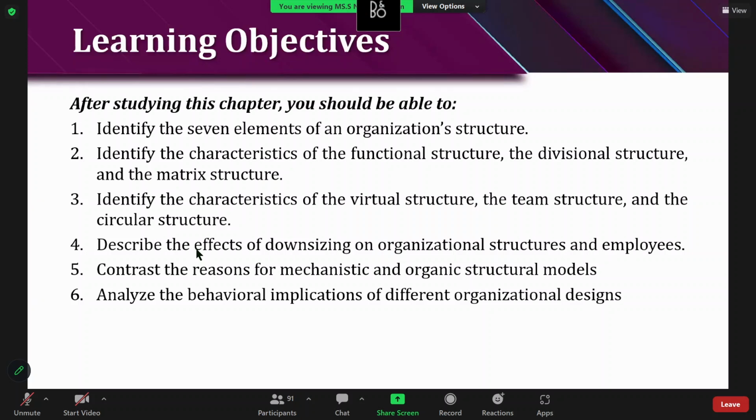Then identify the characteristics of virtual structure, team structure, and the circular structure. These are some modern ways of structuring the organization in the contemporary environment. Then, describing the effect of downsizing on organizational structure and employees. We'll try to understand the concept of downsizing and its consequences for the organization as well as the employees, and contrast the mechanistic and organic structural models. We'll compare and contrast those 2 and analyze the behavioral implications of different organizational designs on the employees. So these are the 6 learning outcomes that we intend to cover in this chapter.